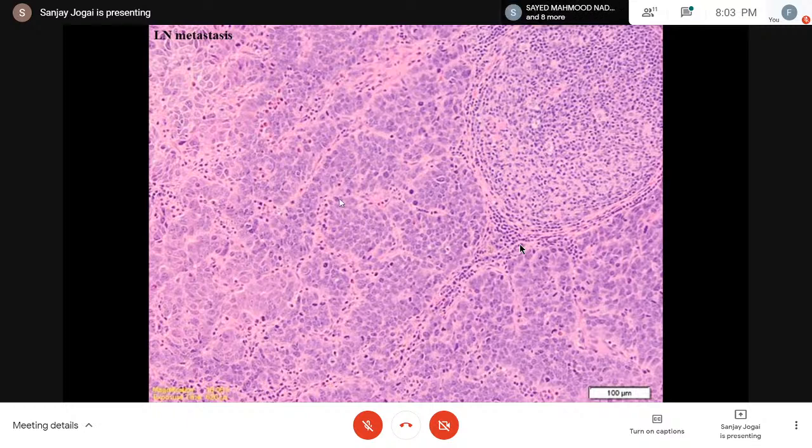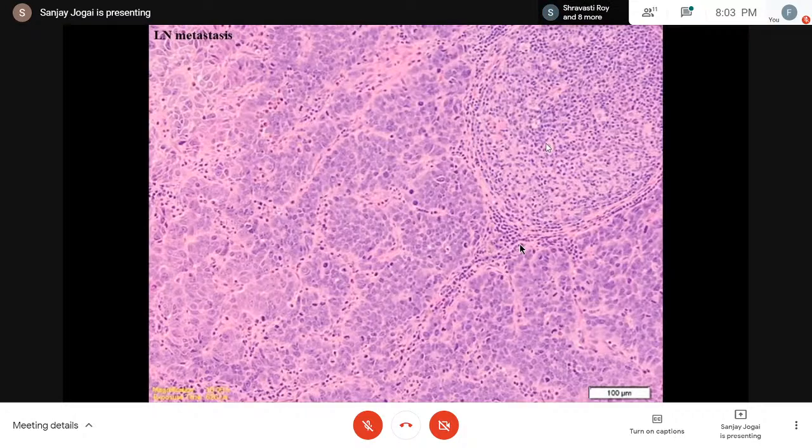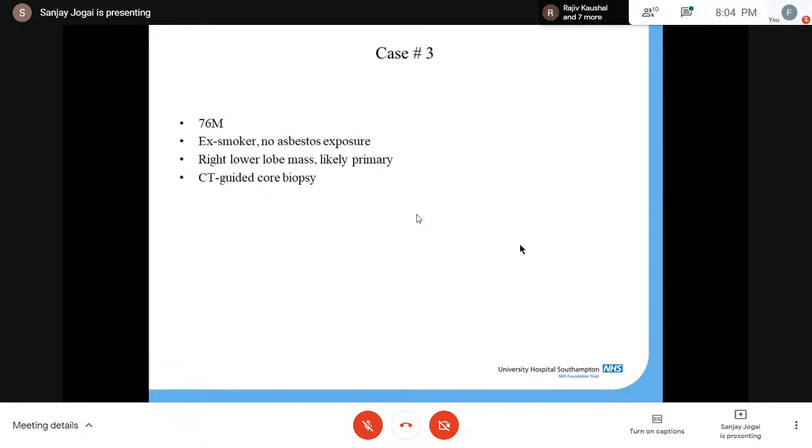Okay, so I'll go back to the previous slide. This is Ki67 where I left. In the squamoid area the Ki67 is quite low, whereas in the neuroendocrine area the Ki67 is very high. Interestingly, the lymph node metastasis that I was talking about shows a very neuroendocrine appearance to the tumor cells. So this is another example of combined large cell neuroendocrine carcinoma with squamous cell carcinoma. When people have a neuroendocrine component in their tumor, these patients behave worse than with the common squamous cell carcinoma.